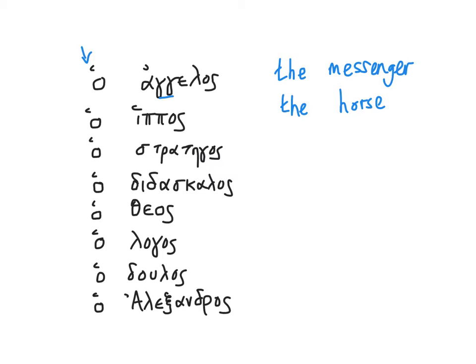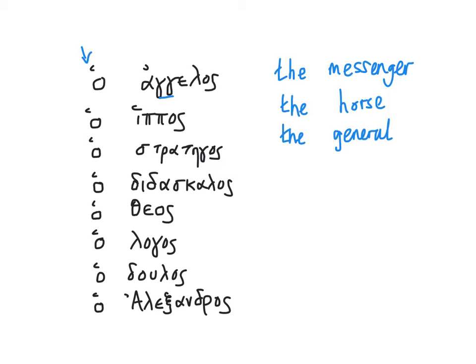Now, the next word, again, we have the. I'll read it to you. Strategos. Now, strategos, if you write it out in English letters, you can see easily is the root of the English word strategy. But it doesn't mean strategy, it means general, as in the leader of an army.